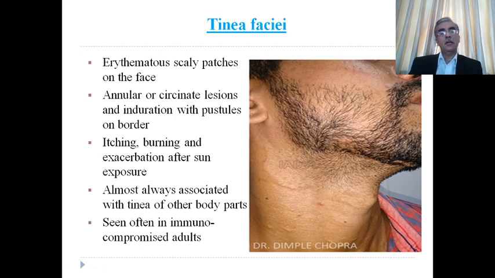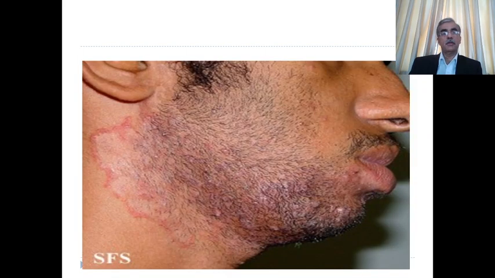So the lesions are erythematous, scaly patches. They can be annular, circinate, or induration will be there, pustulation at borders can be there, and they are intensely itchy. When patients expose themselves to the sun, then intense itching can be there. So sometimes it is confused with skin allergy because of sun, that means PMLE, polymorphous light eruption, which is a common type of sun allergy we see in our patients. So it can be confused with tinea faciei or tinea barbae, commonly seen in immunocompromised patients.